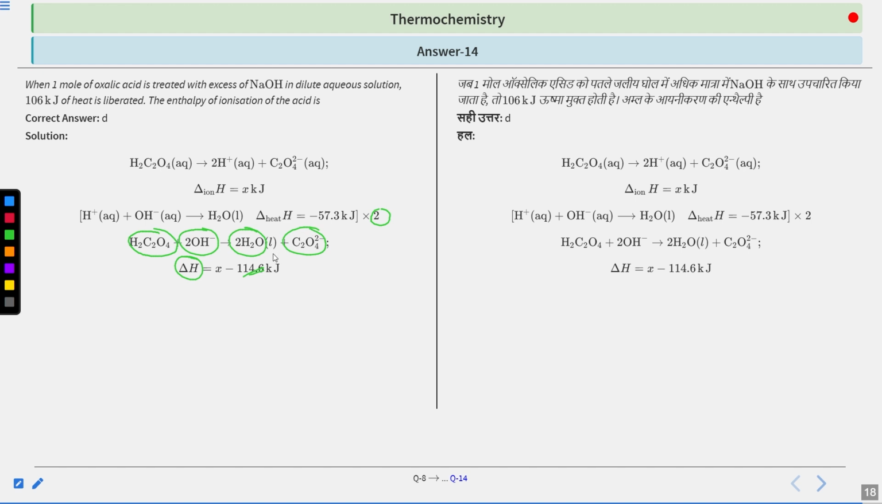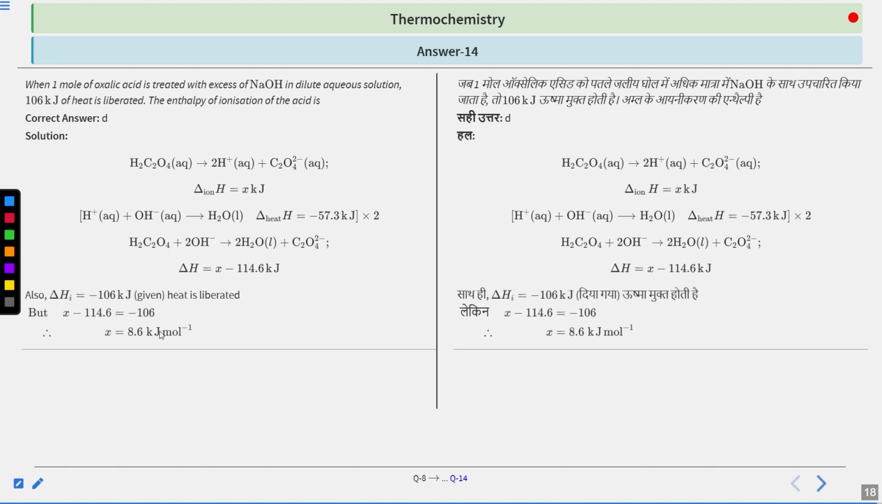Why am I writing it in this way? Because the total amount of heat that is released is equal to the amount of heat released upon the formation of H2O minus the ionization energy. So that will give you minus 106. If you put this in the equation, you will get x as 8.6 kilojoule per mole. So apart from the neutralization of this acid, we have the ionization of oxalic acid, and for that the amount of heat required is 8.6 kilojoule per mole. So this is an endothermic reaction.